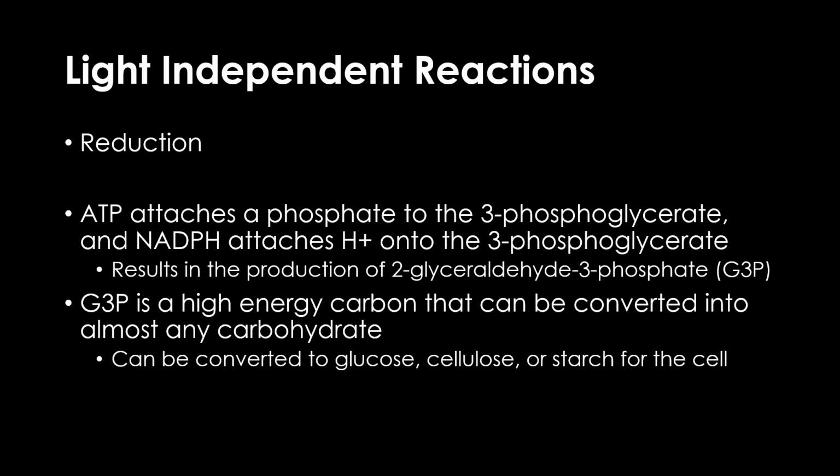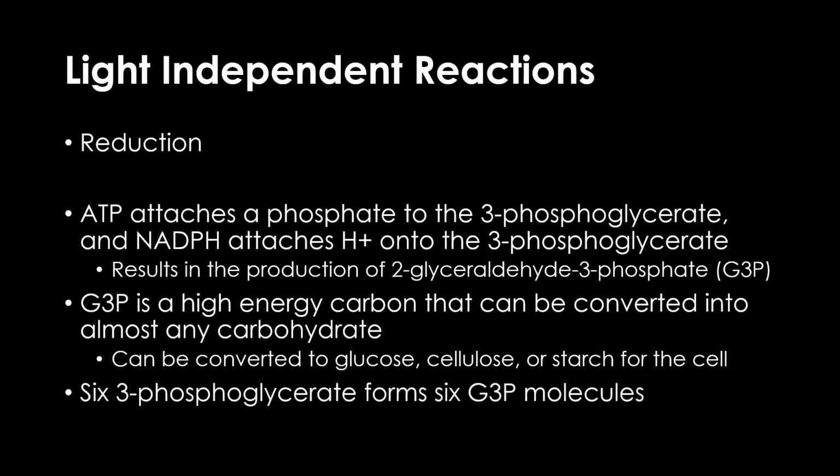G3P is a high-energy carbon that can be converted into a variety of carbohydrates, such as glucose, cellulose, or starch. Those carbohydrates can then be used by the cell for energy. From the 6 molecules of 3-phosphoglycerate that went into the step, 6 G3P molecules are formed.